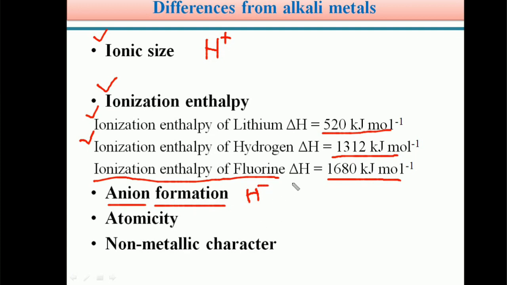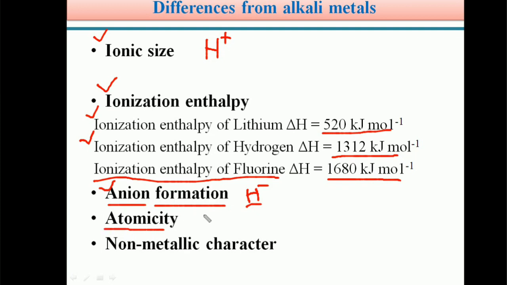H minus anion is formed from hydrogen, but alkali metals do not form anions, whereas hydrogen has the ability to form an H minus ion. So this is also one difference from the alkali metals. Next one is atomicity.